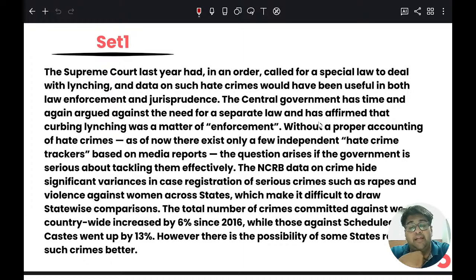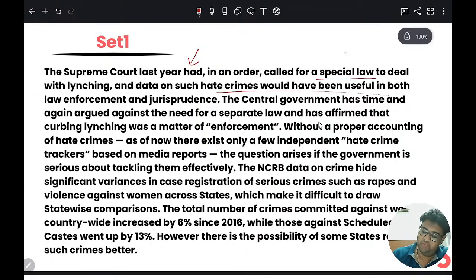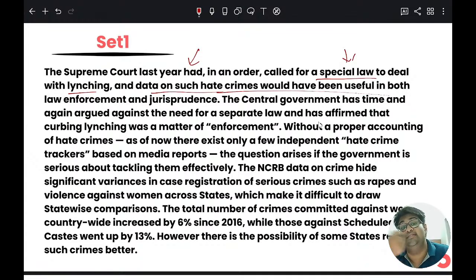The Supreme Court last year in an order called for a special law to deal with lynching, and data on such hate crimes would be useful in both law enforcement and jurisprudence. So last year, what did the Supreme Court do? They passed an order, called for a special law to deal with lynching, like unlawful killings, and data on hate crimes. This sort of hate crimes data would be useful in both law enforcement and jurisprudence.